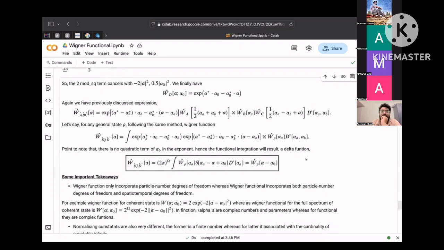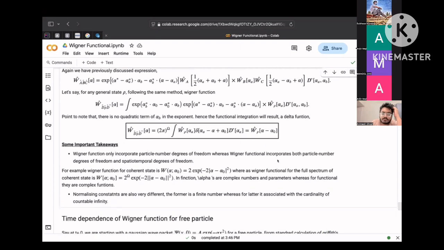If you do the integration, the thing to note is that alpha B has no quadratic dependence. So what we essentially have is simply a Dirac delta. If we integrate it, we put the Dirac delta in and simply integrate it out. We simply get W rho of alpha minus alpha naught. So essentially you can represent any operator in terms of this.